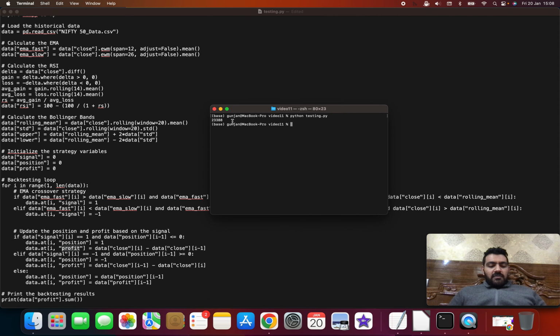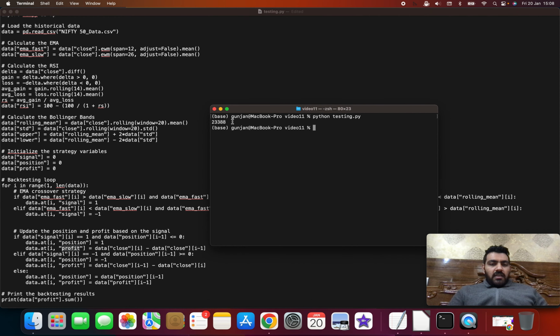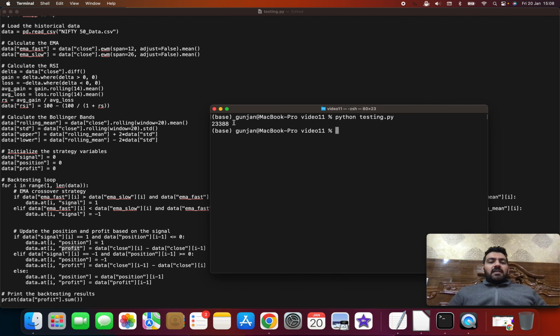So the number comes to around 23,388. So if we could have taken every move according to this strategy in the last 20 years, it could have multiplied your amount by 23,000 times.